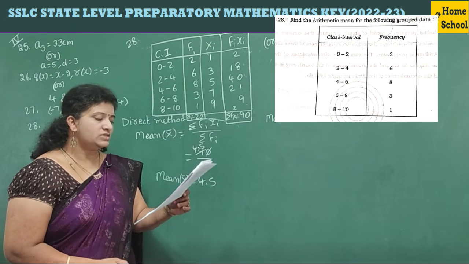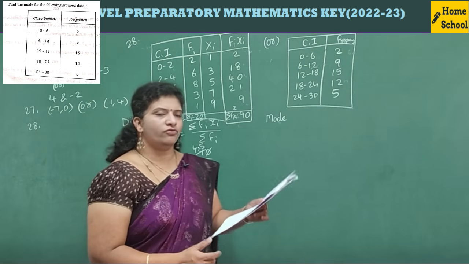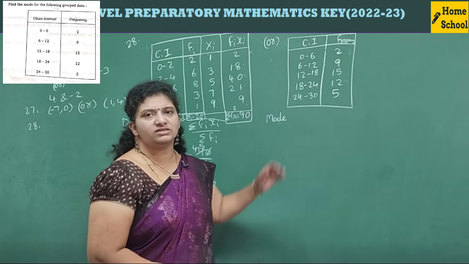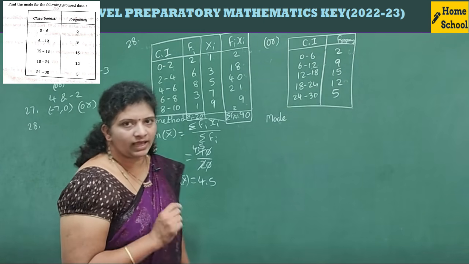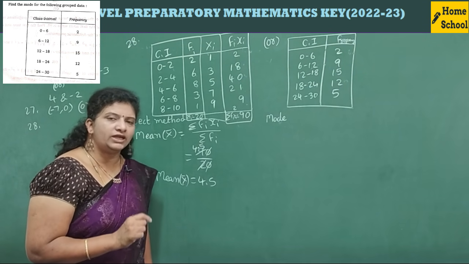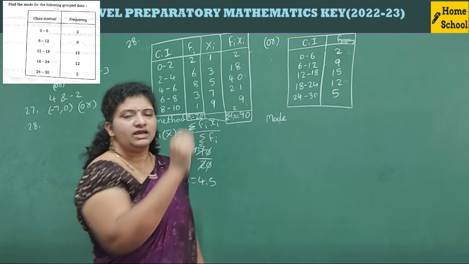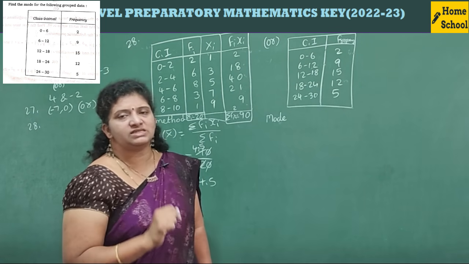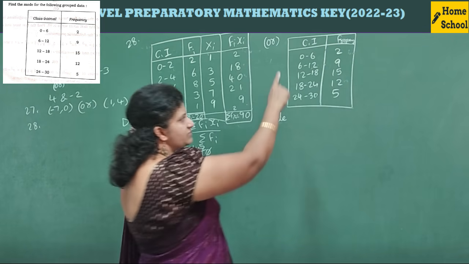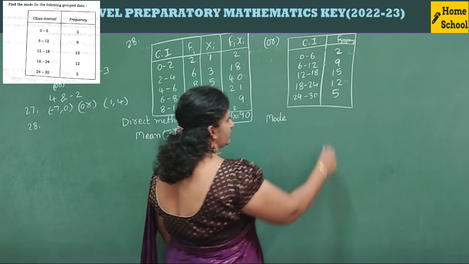Okay. In this, you have one more question. Find the mode for the following grouped data. You can see the table here. We need to calculate mode. In order to find mode, first try to identify the modal class. The modal class is the class with the highest frequency. Observe here in the given table, 15 is the highest frequency, right?